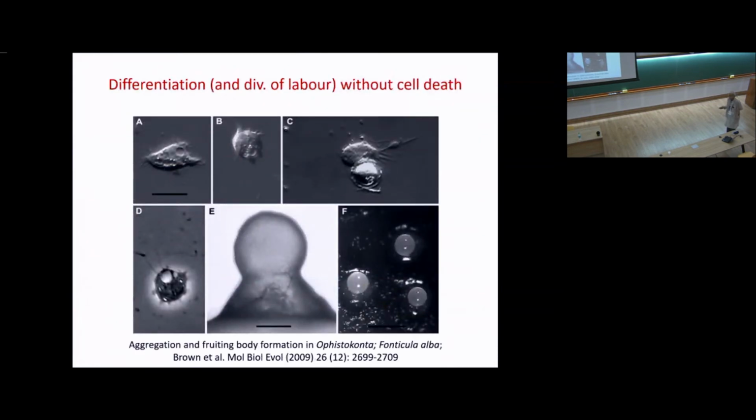You can get differentiation. This I've already mentioned, and division of labor without cell death. So you can get a stalk which is acellular.